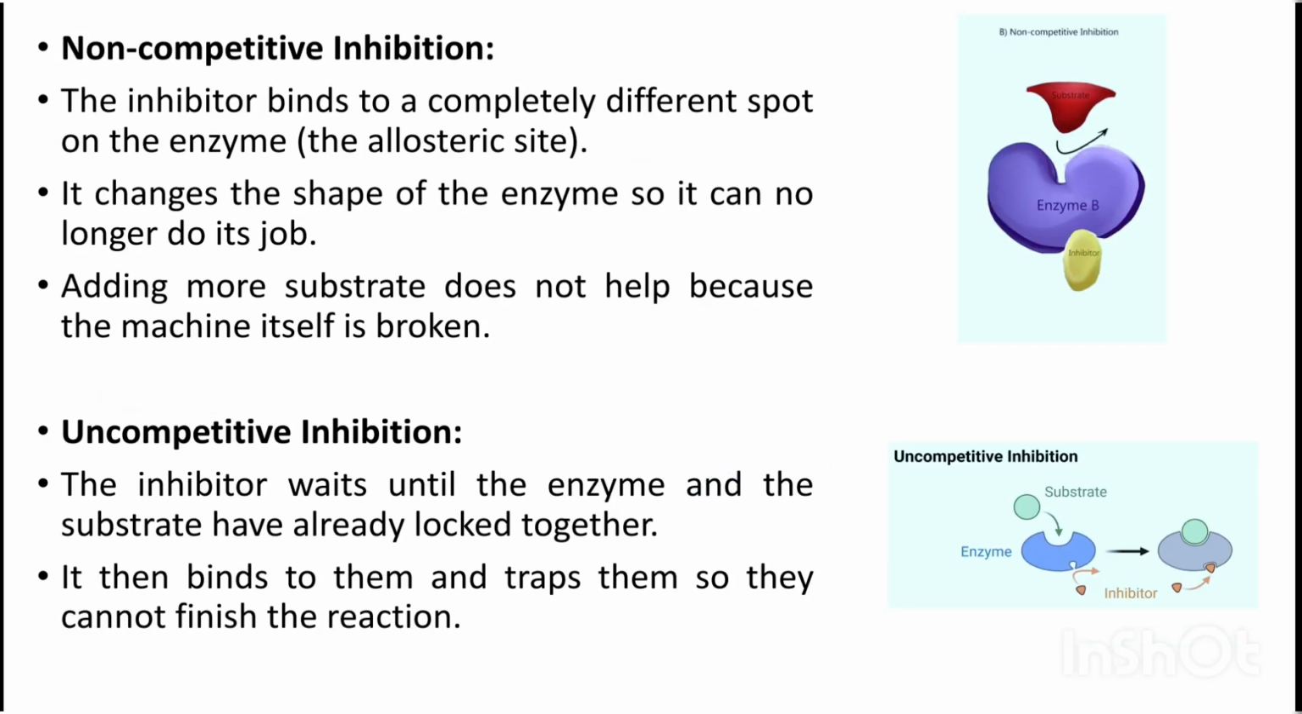Next one is non-competitive inhibition. Here the inhibitor binds to a completely different spot on the enzyme, which can be called the allosteric site. It changes the shape of the enzyme so that it can no longer do its job, or it can no longer bind with the real substrate. Adding more substrate does not help because the machine itself is broken.